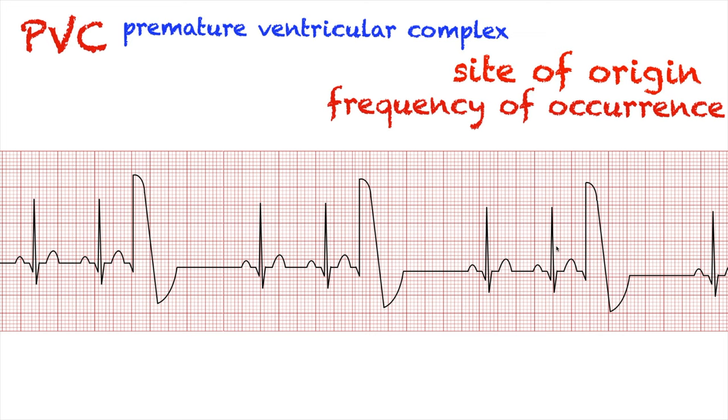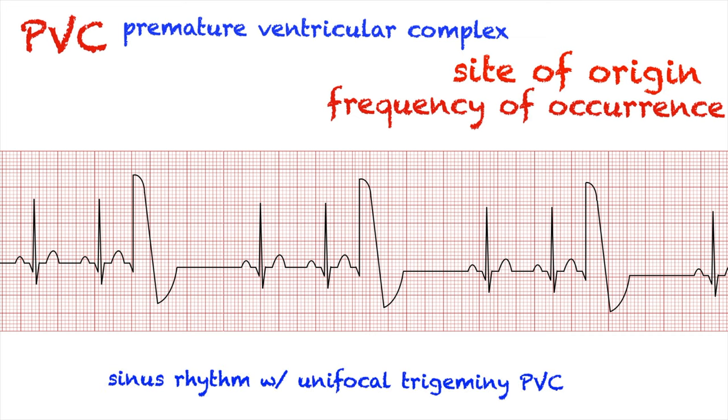1, 2, 3. It's happening every third beat. That means it's a trigeminy. And because the underlying rhythm is sinus rhythm, this is sinus rhythm with unifocal trigeminy PVCs. Unifocal because the same size and the same shape. Trigeminy because it's happening every third beat.